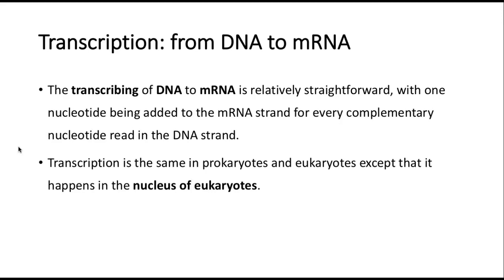Transcription is the same in prokaryotes as it is in eukaryotes, except for one thing. It occurs in the nucleus of eukaryotes. Where would it occur in prokaryotes? Well, just in the cytosol, because there are no nuclei in prokaryotic organisms, right? The nucleoid region is just the area in which genetic information is held that doesn't have a membrane around it. Whereas in eukaryotes, the DNA is sectioned off in its own membrane called the nucleus.